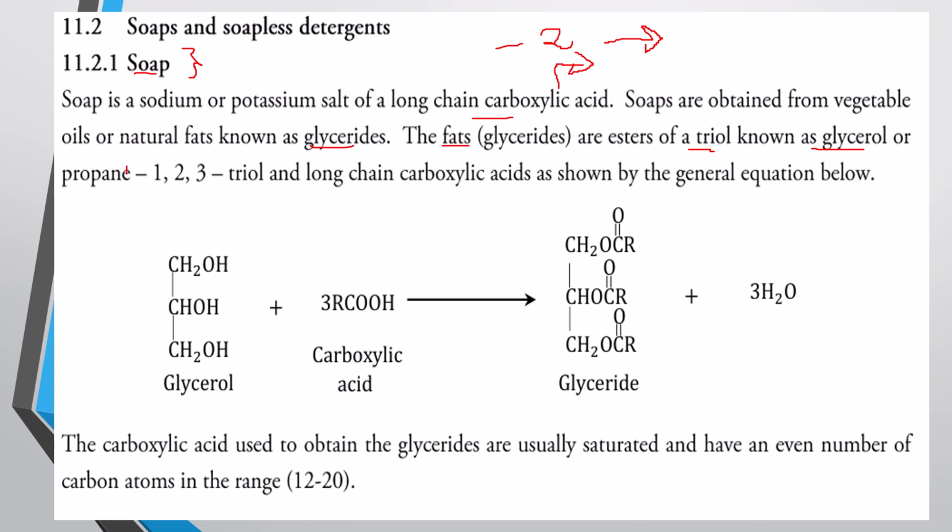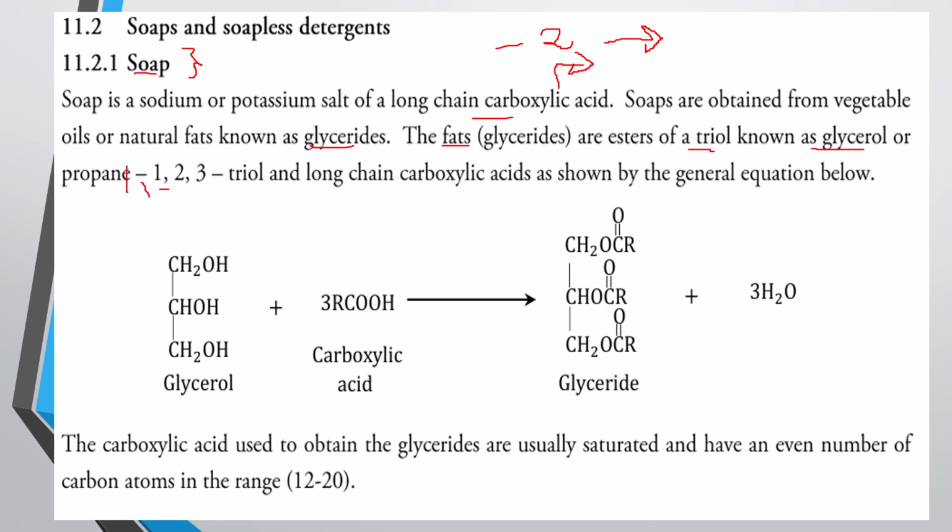So the letter "a" in this name is not present. It is called propan-1,2,3-triol. Remember, when you're naming organic compounds, we separate numbers by commas, and we separate letters from figures by hyphens. Then the long chain carboxylic acids are also going to be united to it so that you can form our glyceride.